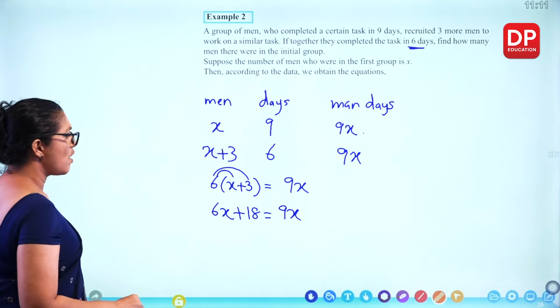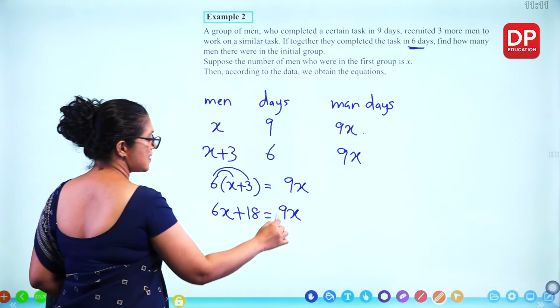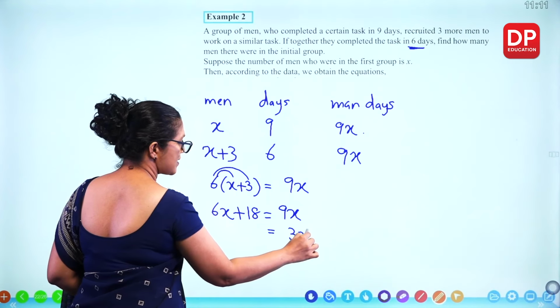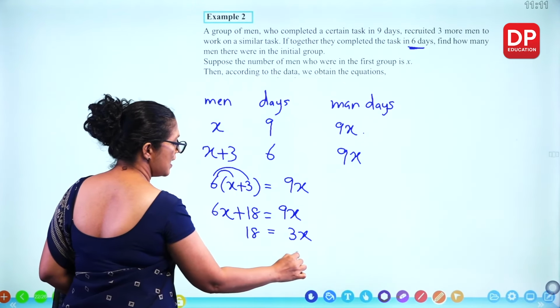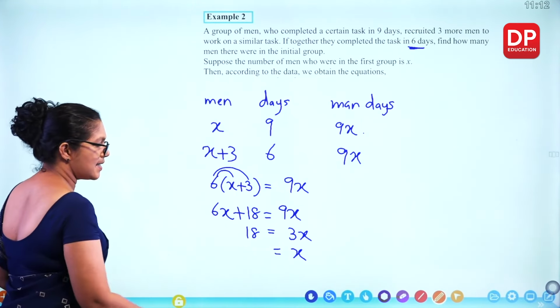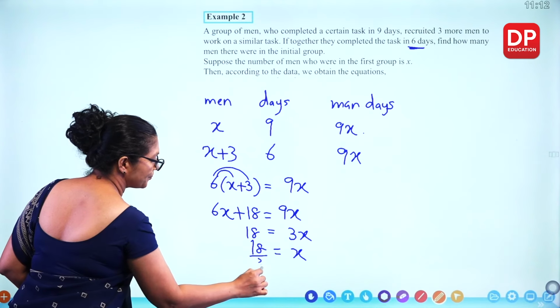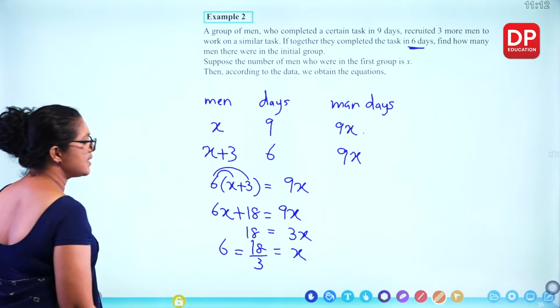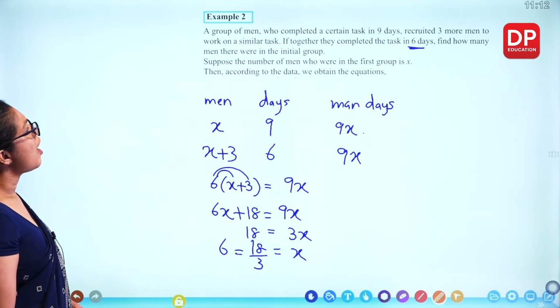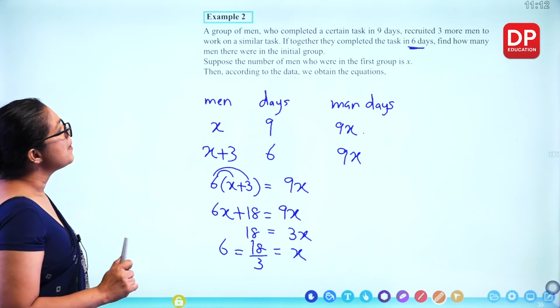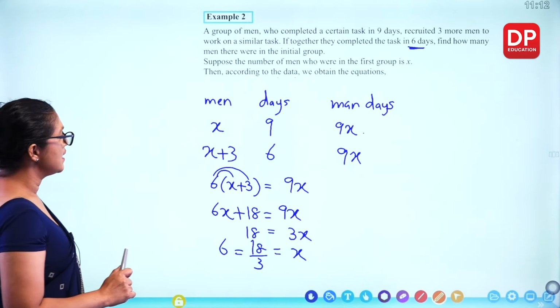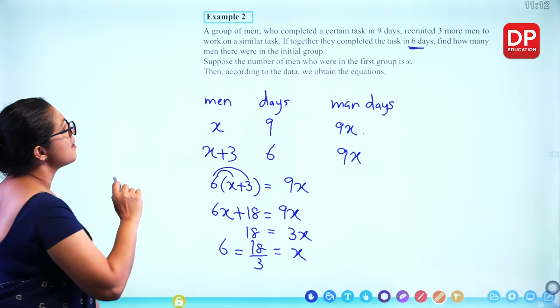So how can we solve? 9x minus 6x, you get 3x is equal to 18. x should be 18 divided by 3, you get 6. So how many people were there initially? 6 men.